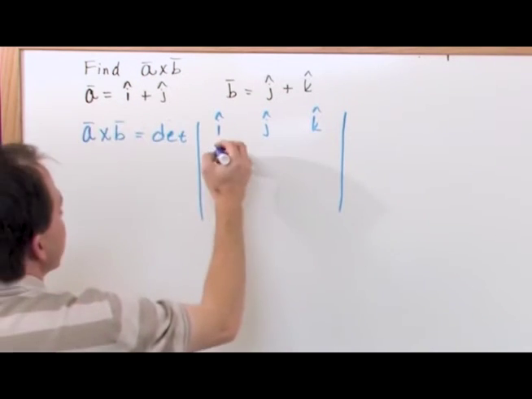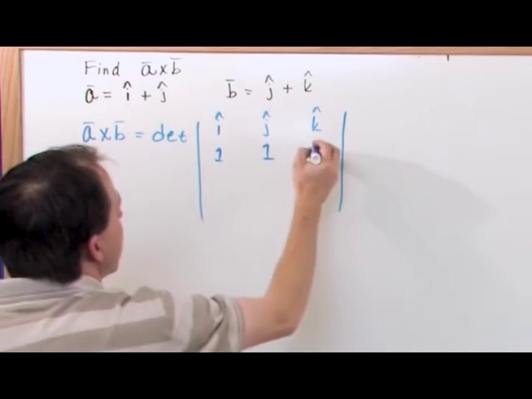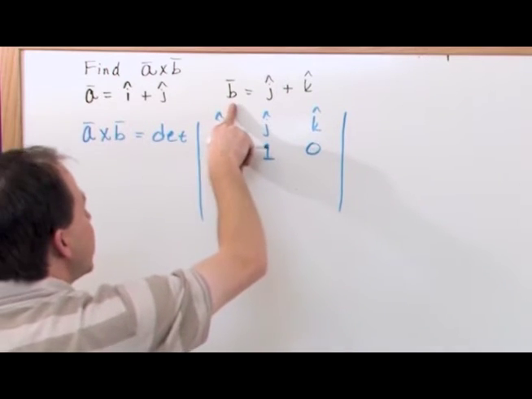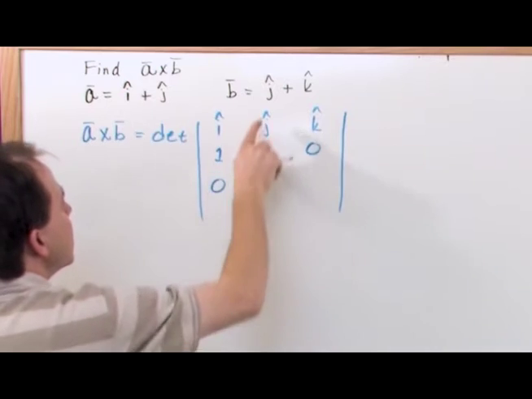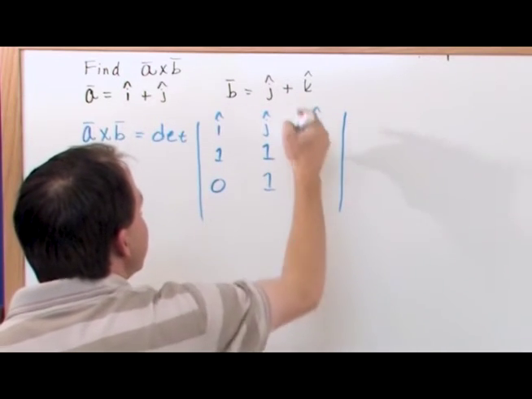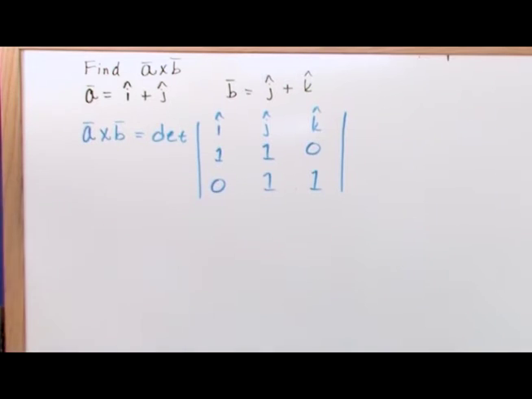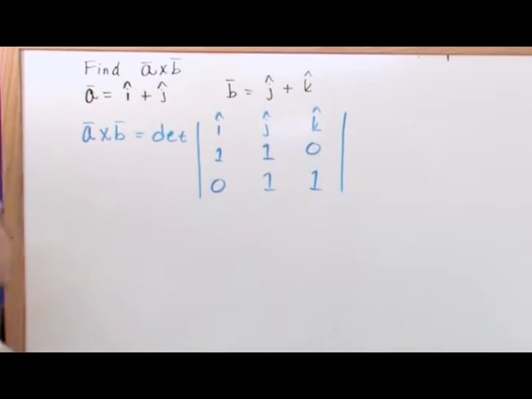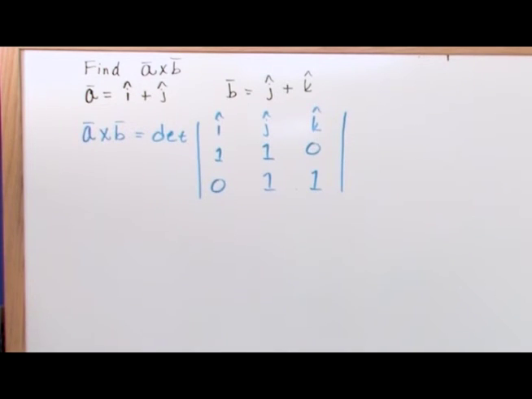The X component is 1, the Y component is 1, and the Z component is 0. So I just put 1, 1, and 0 there. For the B vector, there is no I hat, so there's no X component, so I put a 0. The Y component is 1, and the Z component is 1. So congratulations, you've set up the problem successfully. The determinant of this matrix will yield a vector that will be, by definition, the cross product you want. But the question is, how do you actually calculate that determinant?